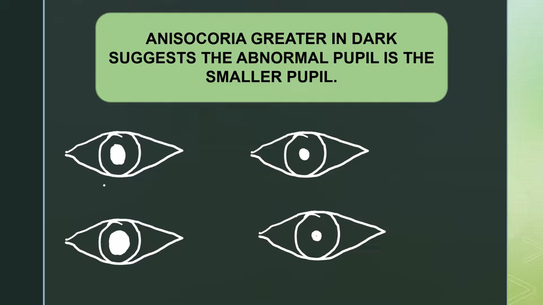Now, coming to anisocoria because of a constricted pupil. Suppose we consider this patient is now being taken to a dark room. Okay, in this dark room, suppose this is the right eye and this is the left eye. Now, in this scenario, what should normally happen to a normal pupil in the dark? The normal pupil will dilate in the darkness. Okay, so now in this right eye, you can see that this pupil has slightly dilated in the dark. So this pupil is normal.